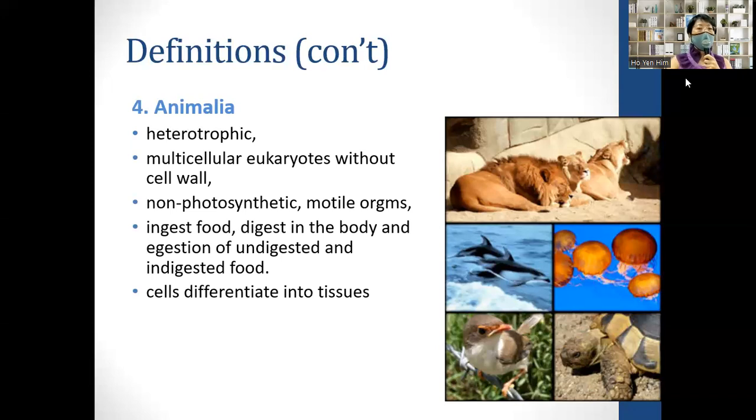Cells differentiate into tissues. Yes, you've learned a lot of tissues like epithelium, right? Endothelium. Okay. Muscle is tissue, right? Muscles. Okay. Blood is also tissue, made up of red blood cells, white blood cells, blood plasma. Example, worms, arthropods, chordates.